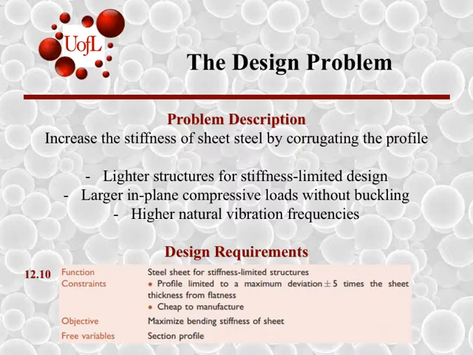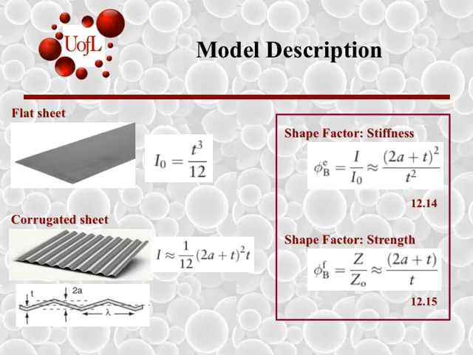So the constraints for this project were we would need to keep the thickness within 5 of the thickness of a flat sheet, and we are looking to maximize the bending stiffness while also keeping it cost effective to manufacture. And we can do this by changing the section profile.